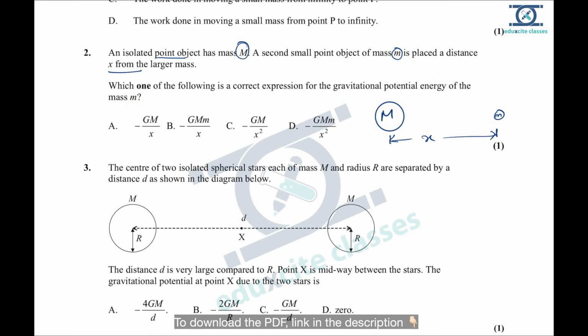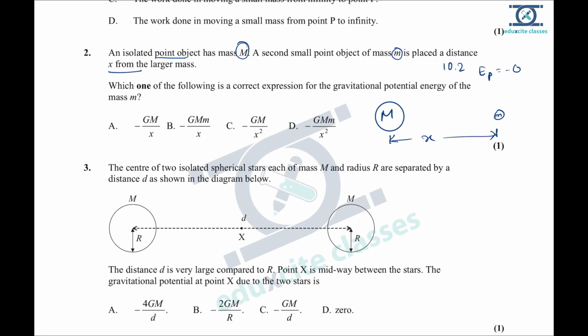Now we know the formula for gravitational potential energy. It is directly from your data booklet, subtopic 10.2. EP is equal to minus G capital M small m upon r. Here r is nothing but x. So the answer for this is also B. It's very easy.